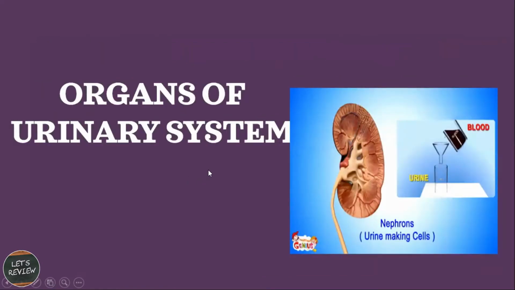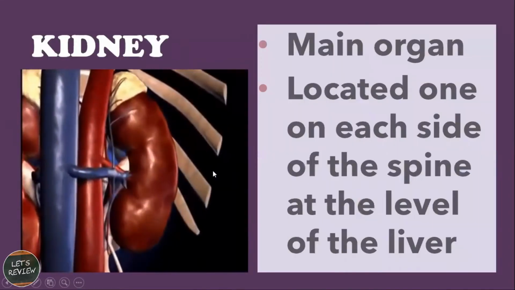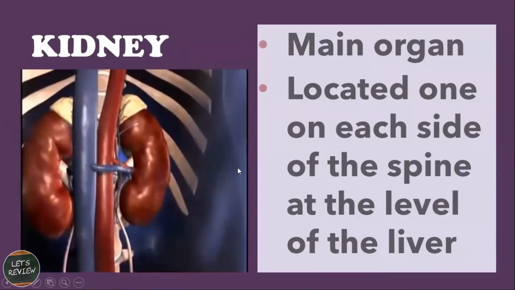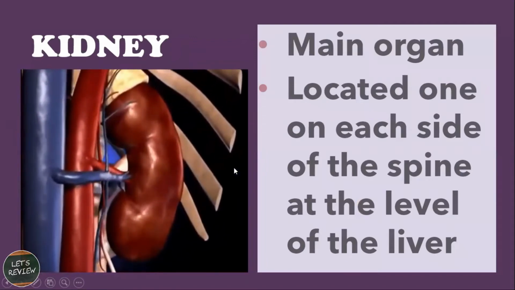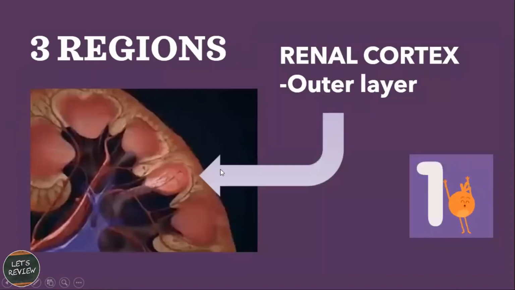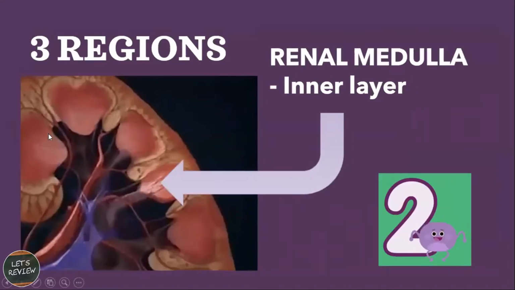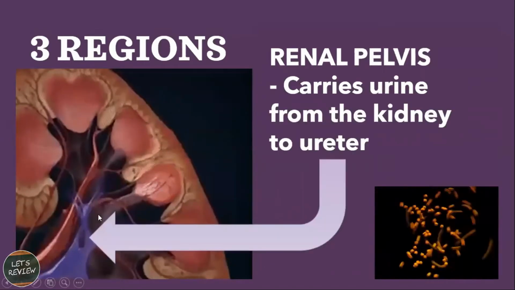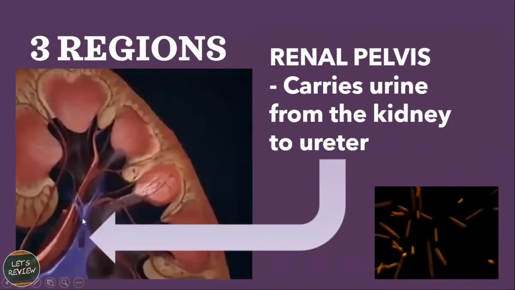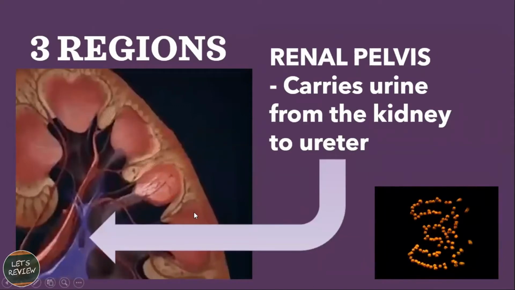These are the organs of the urinary system. The main organ, that's the kidney, which is located at each side of our spine at the level of our liver. The kidney is composed of three regions, and those are the renal cortex, which is the outer covering or outer layer of the kidney, followed by the inner layer, which is called the renal medulla. And the third region is the renal pelvis, which is the one that carries the urine out of the kidney down to your ureter.